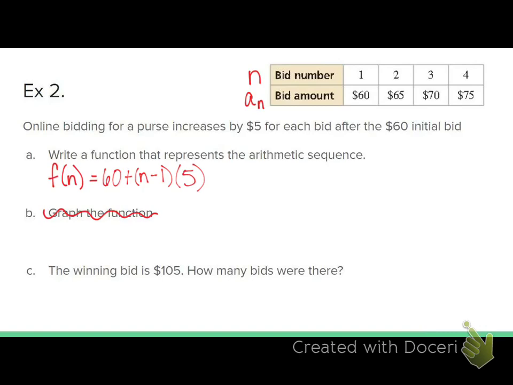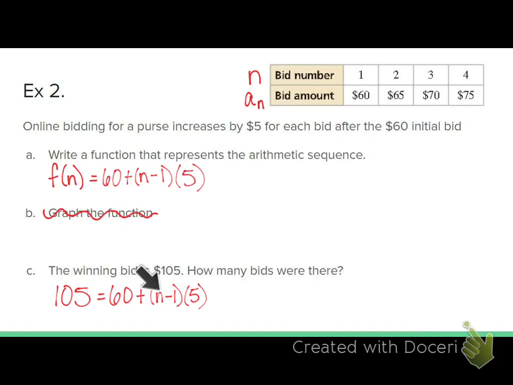Okay, letter C says the winning bid is $105. How many bids were there? So this time, we have the 105, that is an a sub n amount, or a function amount. So this time we know that side of it. That's how this is different from the ones we were doing. The rest of that problem, n minus 1 times 5, stays the same as it was on the last problem. So we just plugged 105 in for the winning bid on the left side.